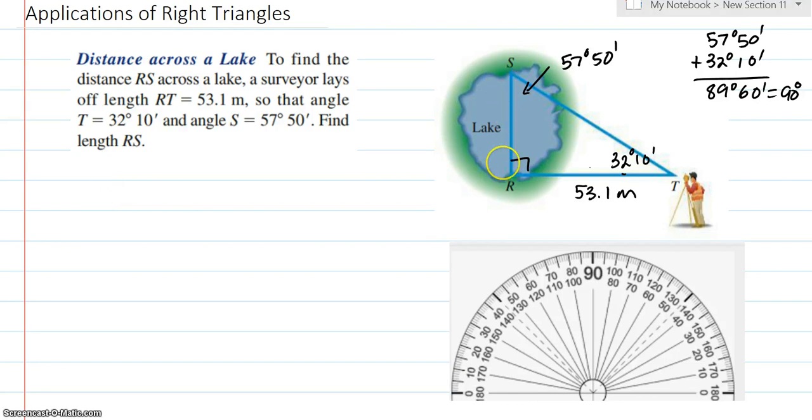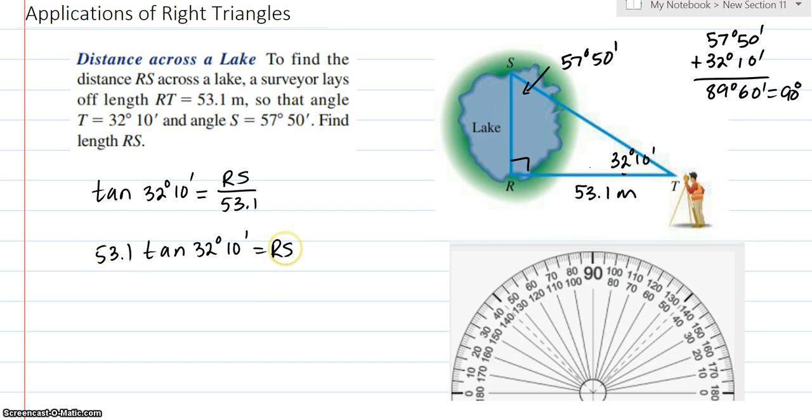So I'm just going to use the 32 degrees and 10 minutes. And I realize here that we have the opposite and we have the adjacent to that 32 degrees. So I'm going to use tangent. So tangent of 32 degrees 10 minutes is equal to the opposite, and the opposite is the RS, over the adjacent, and that's the RT, or the 53.1. And you can see that we can come up with the equation to actually solve for RS. So I'm going to multiply both sides by 53.1. So we came up with the distance across the lake.